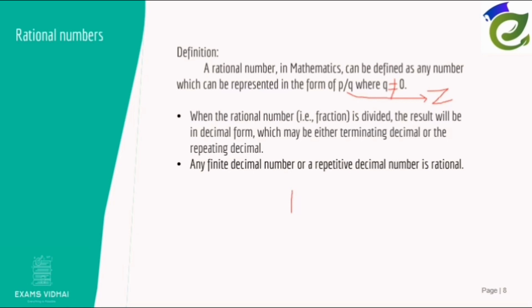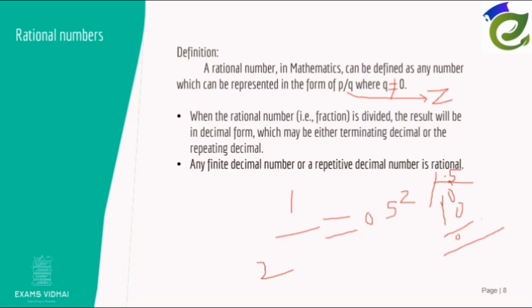Let me take 1 by 2. How will you divide 1 by 2? You can't divide 1, which is smaller than 2, so you put a decimal point. Then 10, and 5 twos are 10, so the remainder is 0, and the result is 0.5.